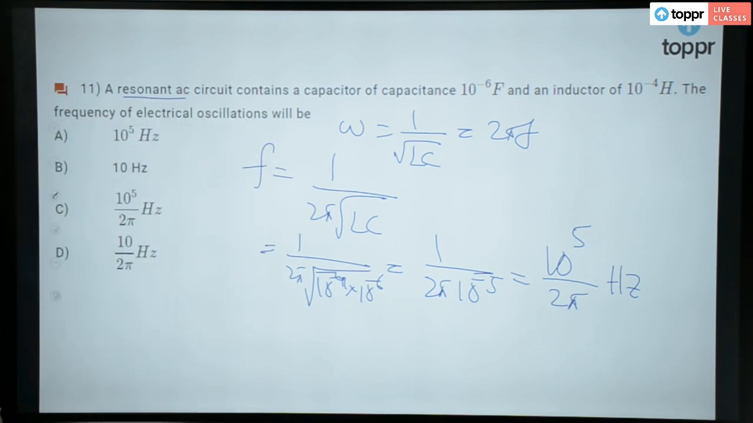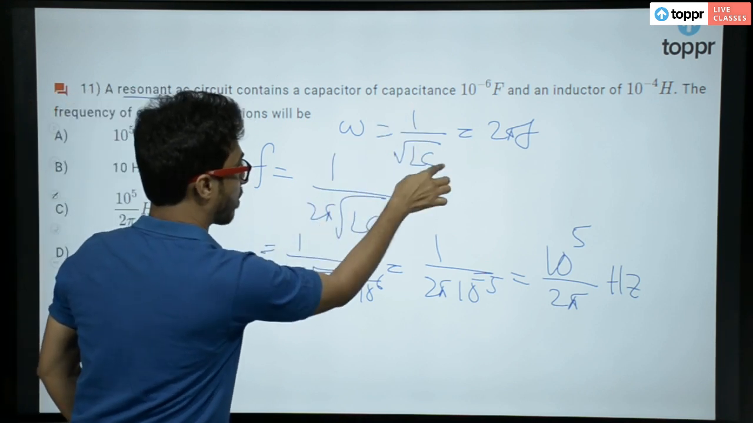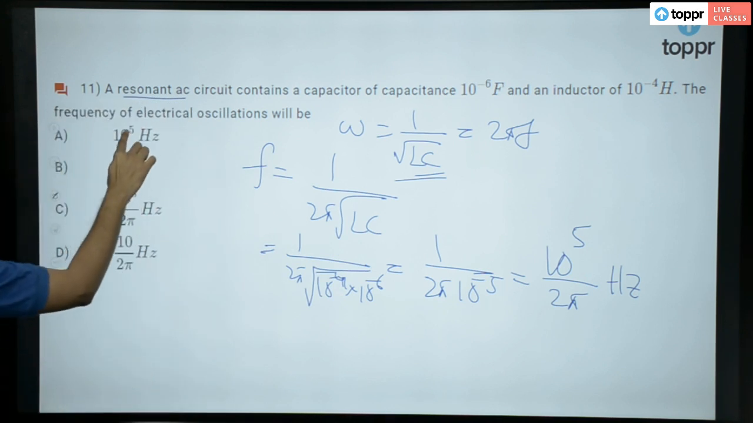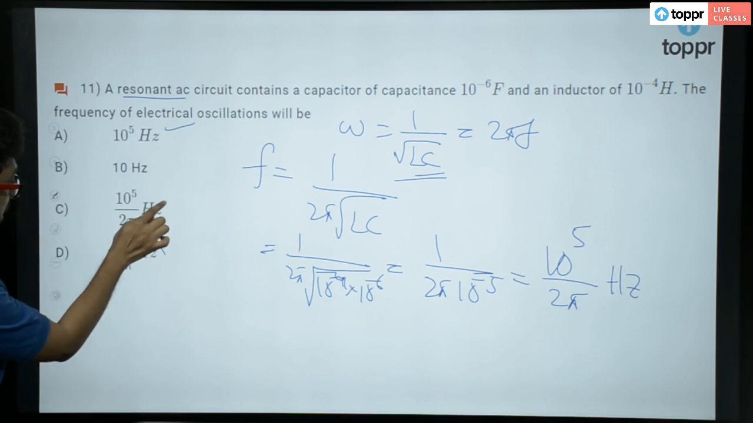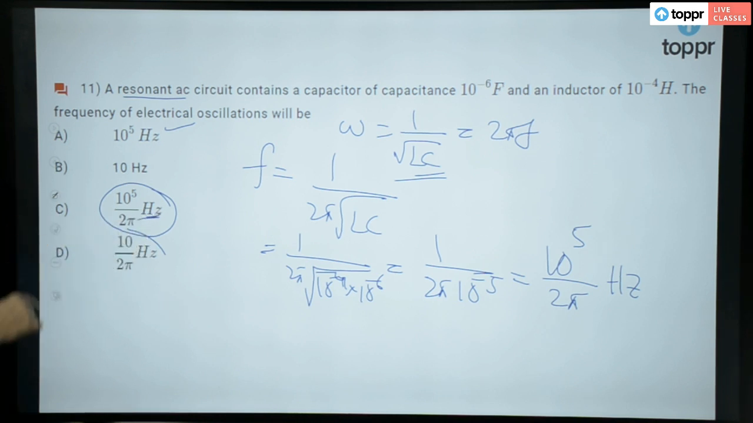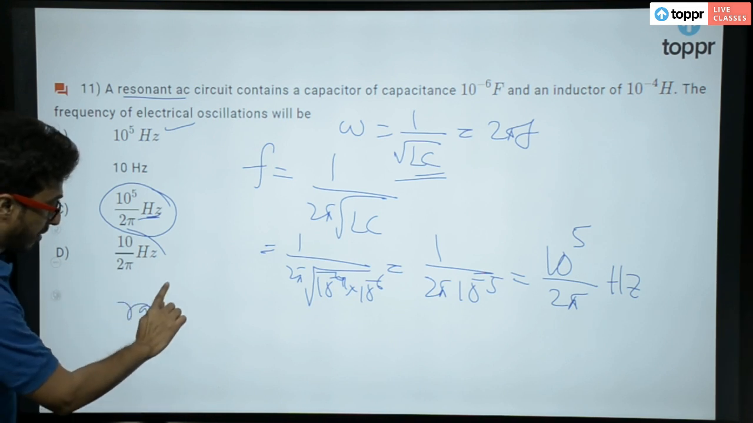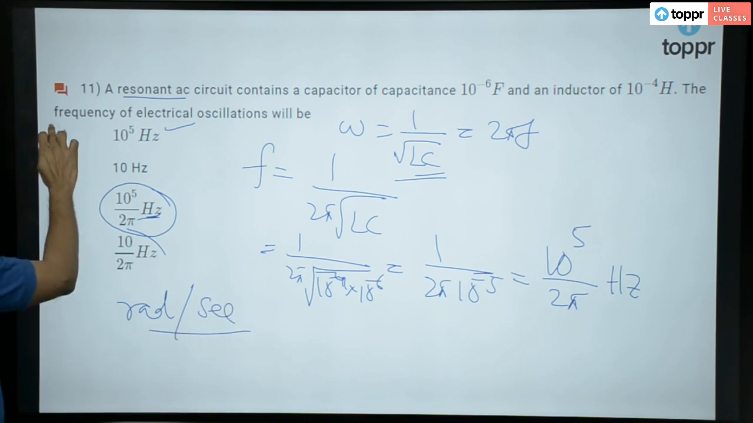Simple formula putting. Mostly what happens here, people make the mistake of writing omega equal to 1 by root over LC. Many times we tend to click this answer, but no, it is frequency, not the angular frequency. For frequency, it will be this divided by 2 pi, because it's hertz. And if it is omega, if it is angular frequency, then the unit will be radian per second. Next question.